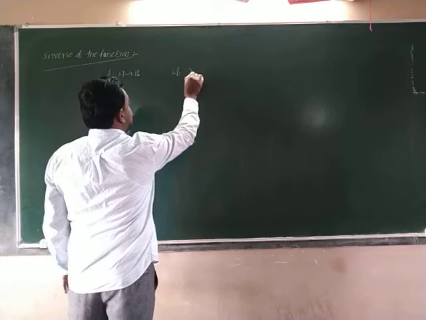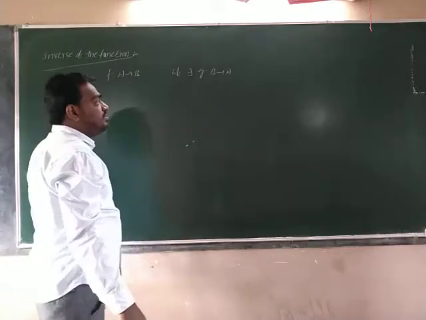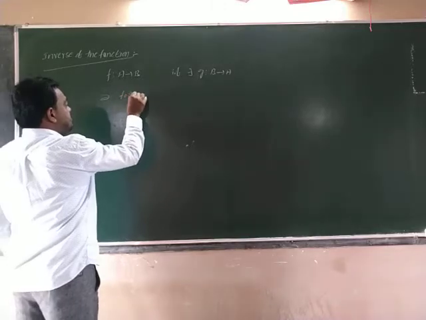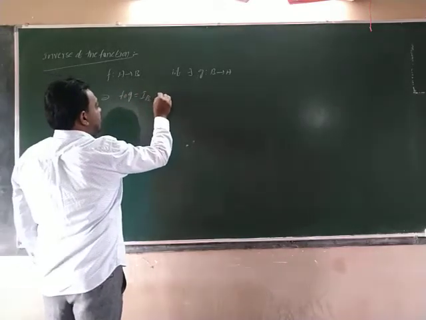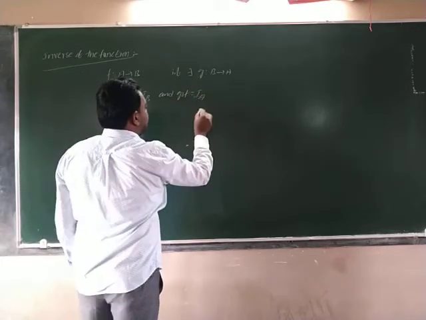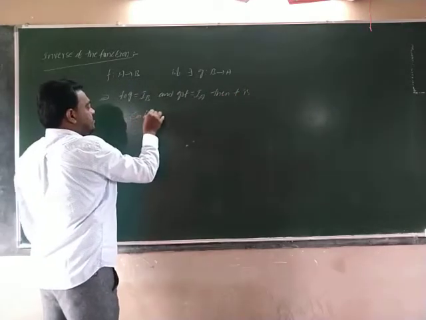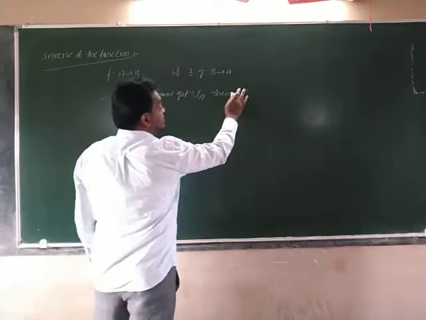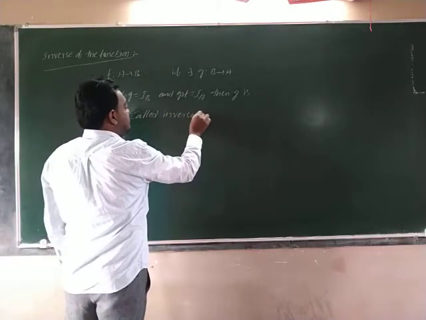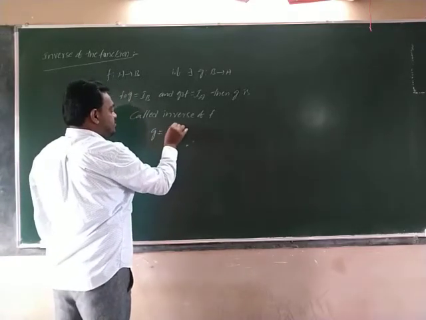if there exists G, a mapping from B to A, such that F circle G is equal to IB and G circle F is equal to IB, then G is called the inverse of F. It is denoted by G equals F inverse.